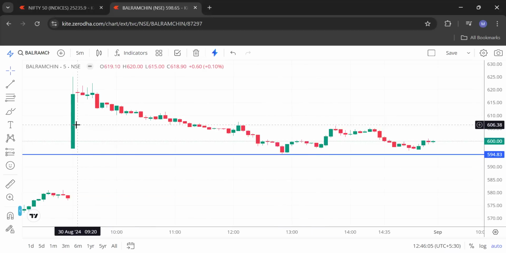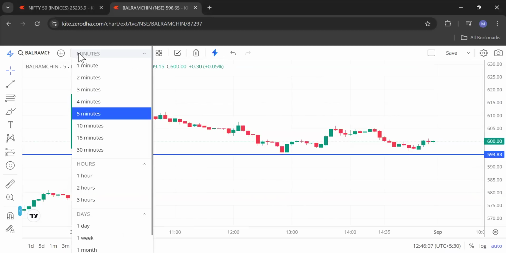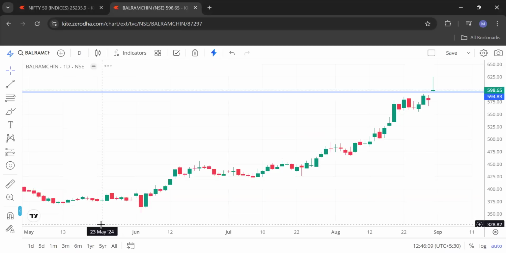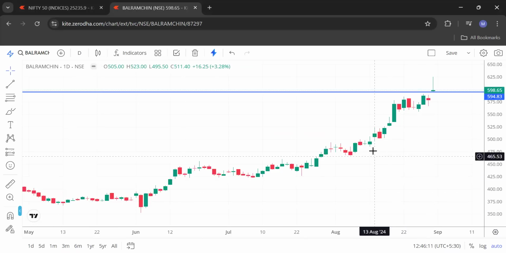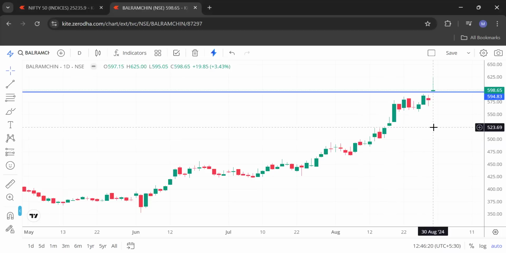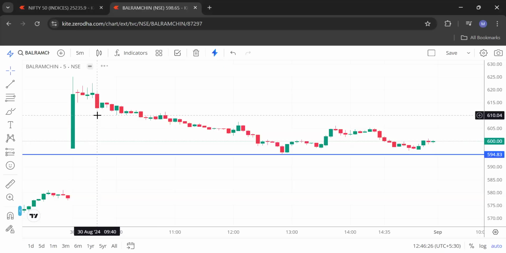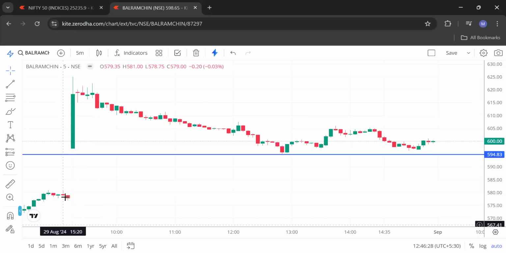What has happened? See, this script, Balrampur Chini, had given a breakout way back. As per the Mangesh candle, this was the breakout. From 527, it has now gone up to 625, almost a 100-point rally. So this was not a buying candle, but a selling candle. Offside. Okay, remember what I told you.